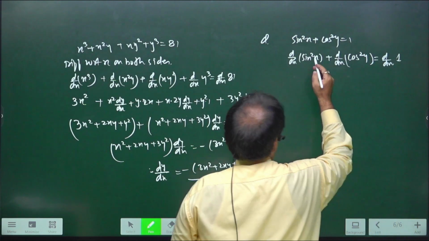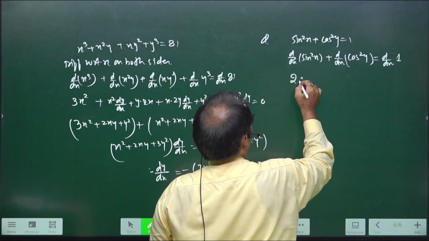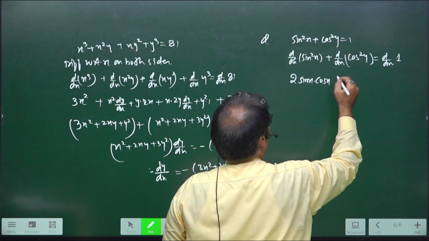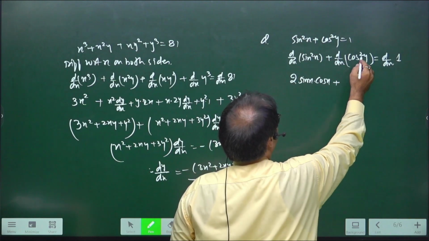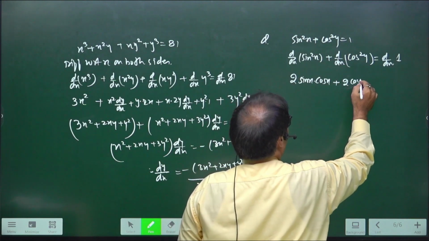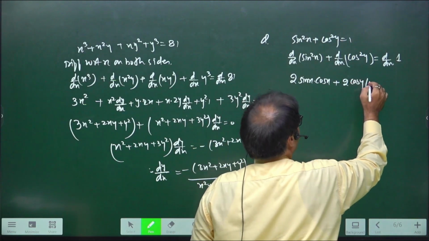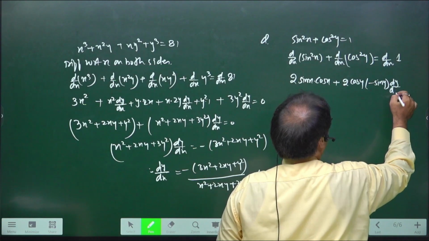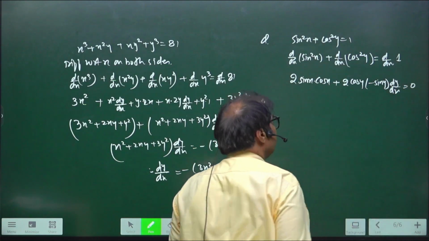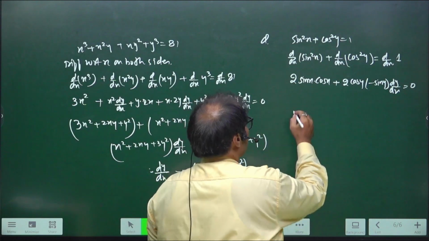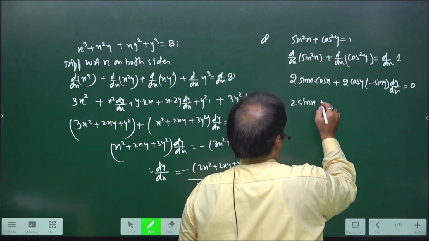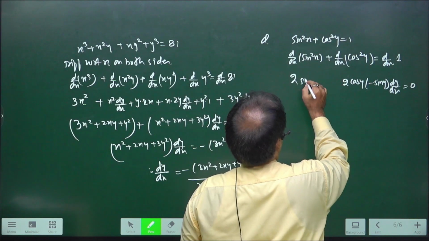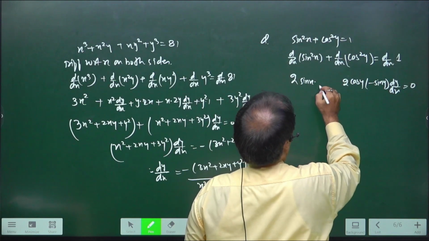So d by dx of sin square x means first power, then 2 sin x, and the derivative of sin x, that is cos x, plus the derivative of cos square y, this is 2 cos y, and the derivative of cos y is minus sin y, and the y will be dy by dx, and here is the constant term, so it is 0. Okay, so 2 sin x into cos x.